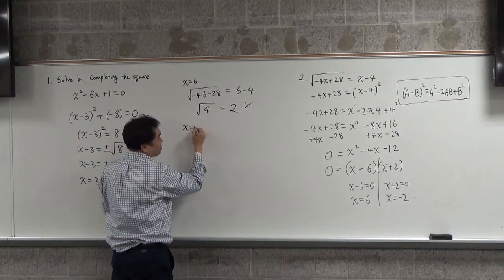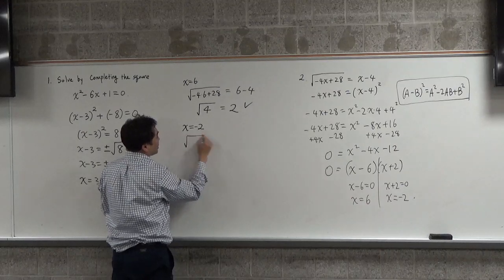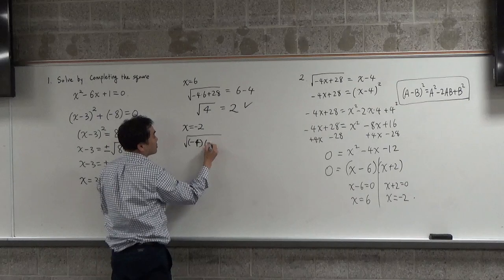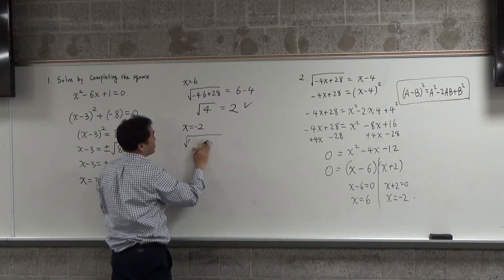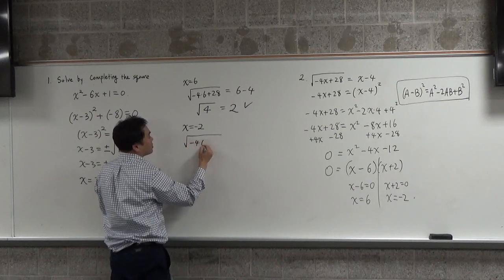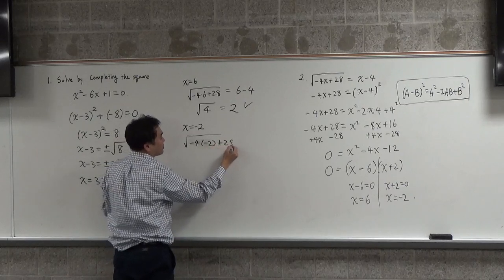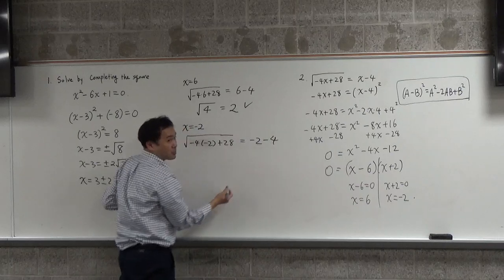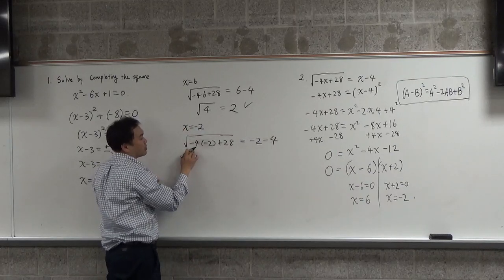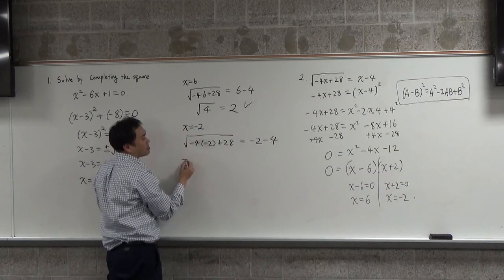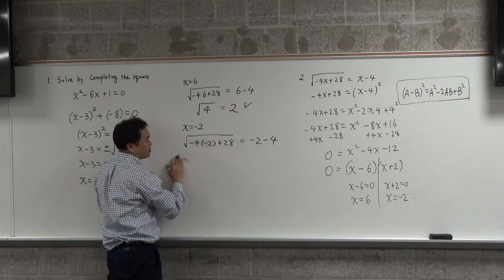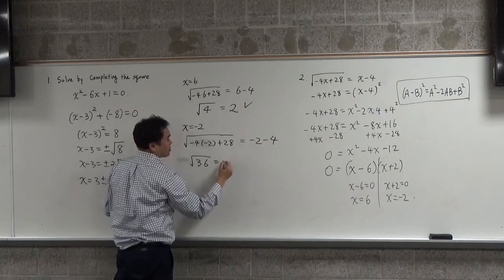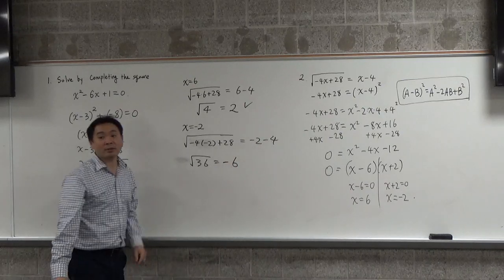And then let's do x equals to -2. In that case, you get -4 times -2 plus 28 equals to -2 minus 4. And then this one is positive 8. 8 plus 28 is 36. And then -2 minus 4 is -6. Is this correct?